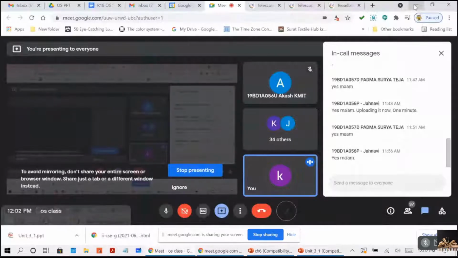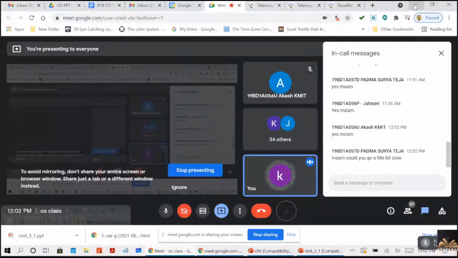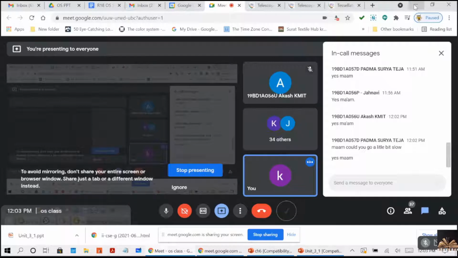We are trying to give some other solution for the producer consumer problem. You all are aware of the producer consumer problem which we discussed in the last unit with the shared memory concept, yes or no? So here we are trying to give another solution for that.